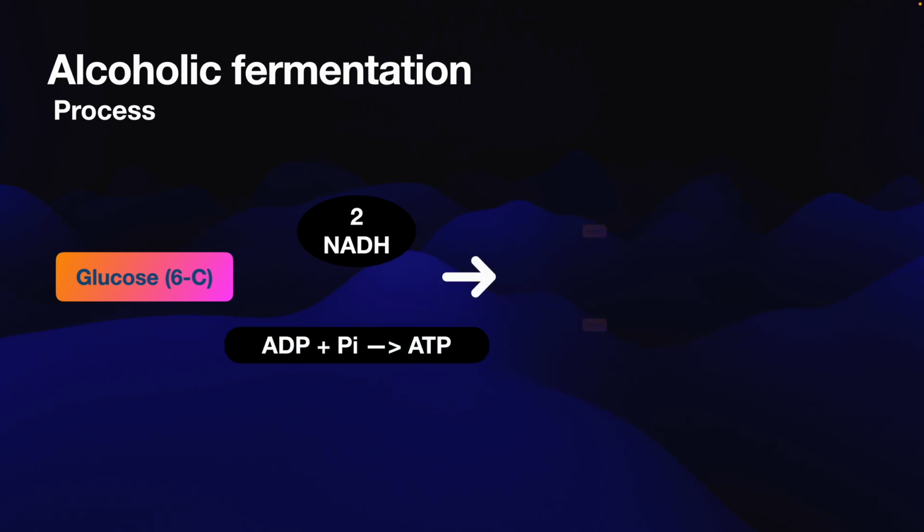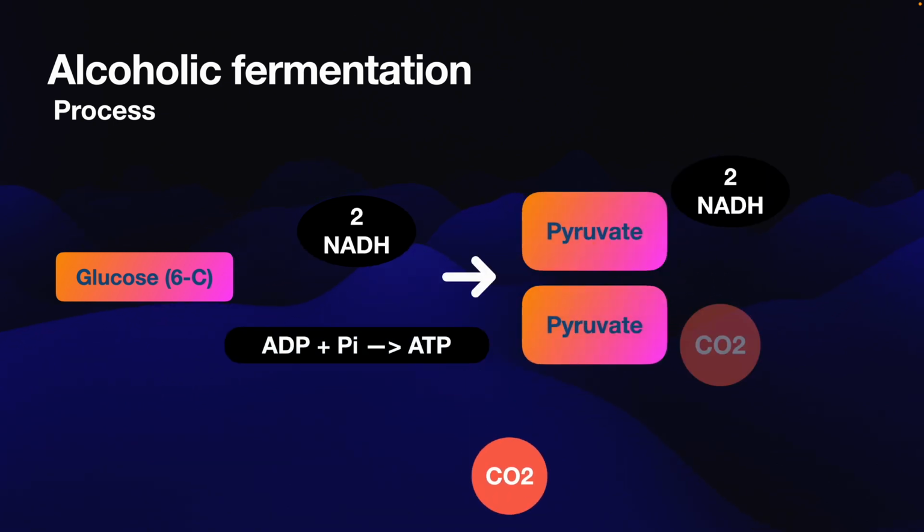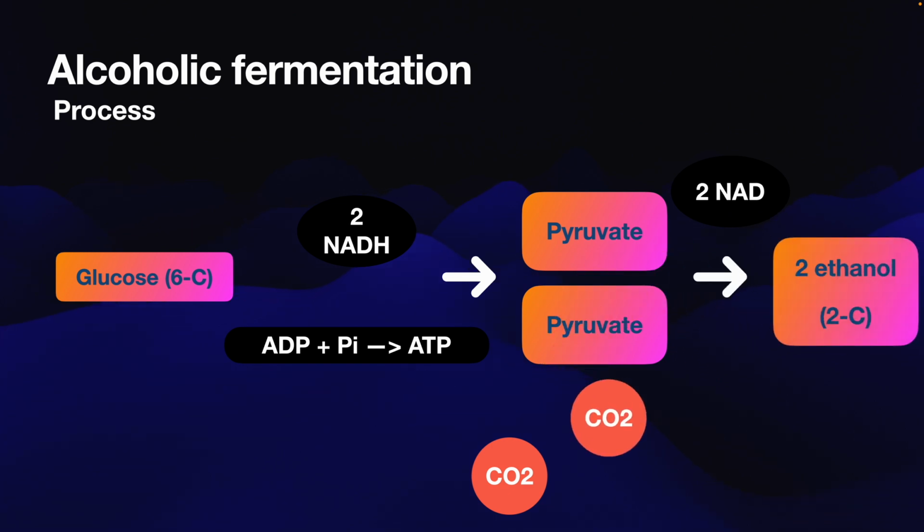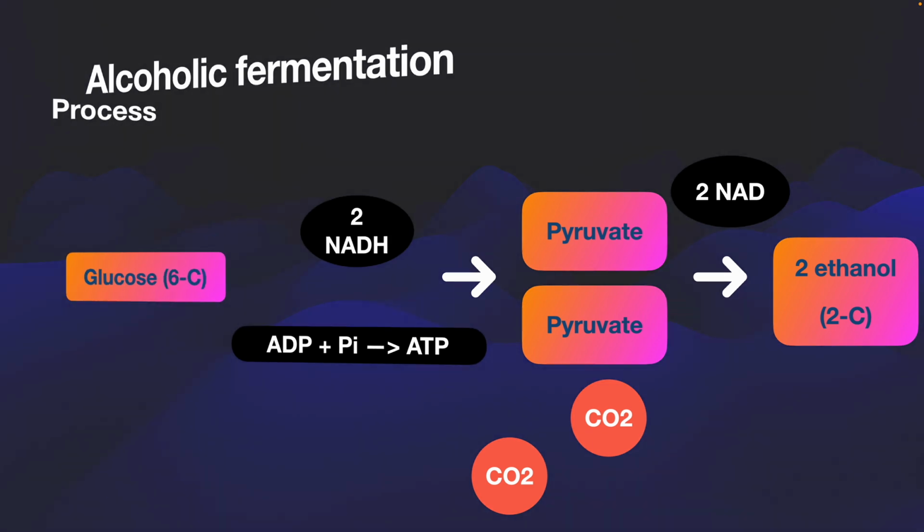Glucose first loses hydrogen to NAD and forms NADH. It produces ATP and forms 2 pyruvate. You may find this process similar, because from glucose to 2 pyruvate is exactly the same as glycolysis, because it is glycolysis. The 2 molecules of pyruvate each release 1 molecule of carbon dioxide. 2 NAD are produced, and 2 ethanol are finally produced.